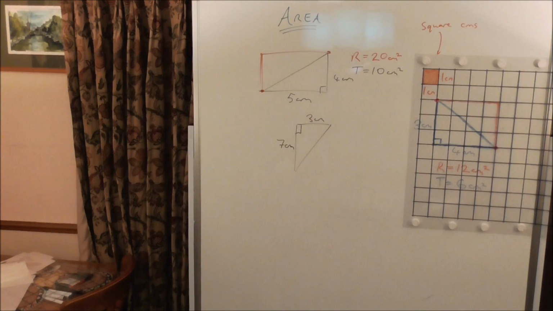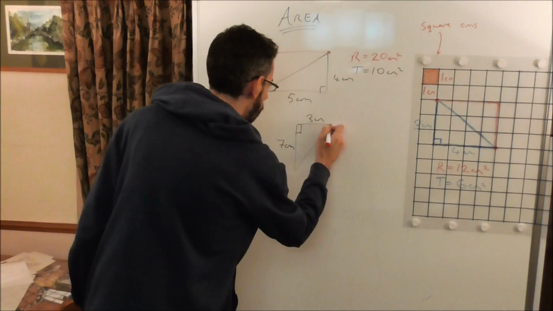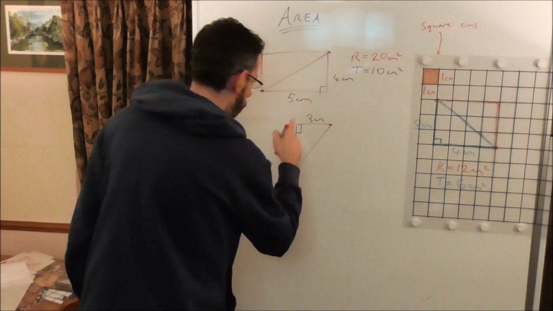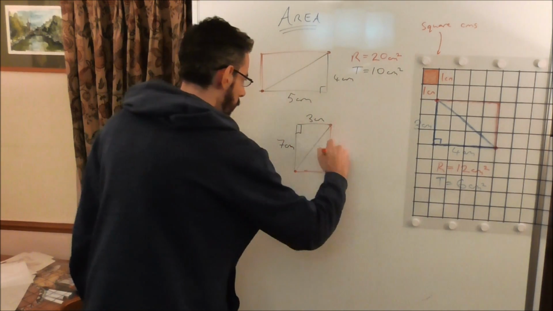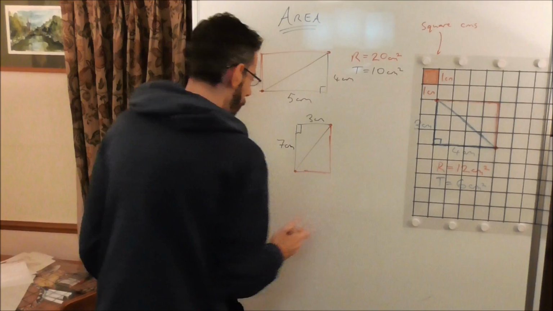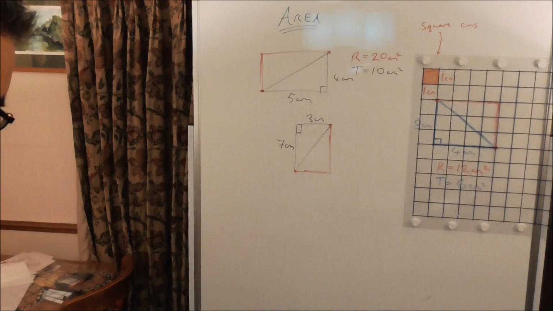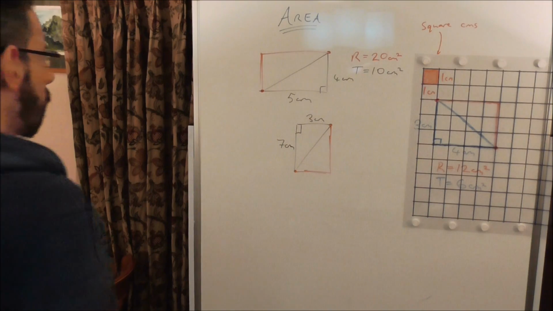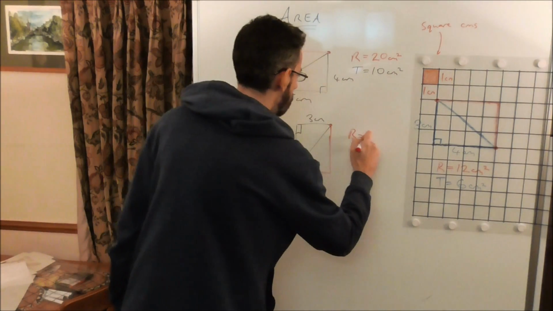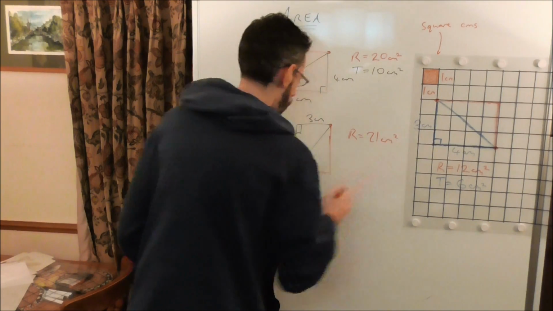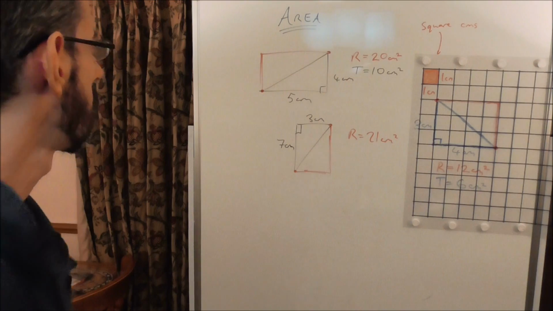Well, again, I'm going to draw a rectangle to help. Again, from these two corners, you connect them. So not the right angle, you connect these two corners by drawing lines parallel to these two sides, as before. You get a rectangle that's twice as big as the original triangle. So the area of the rectangle is just length times width, so just 3 times 7, which is 21 square centimetres. And the triangle is half the size of the rectangle.